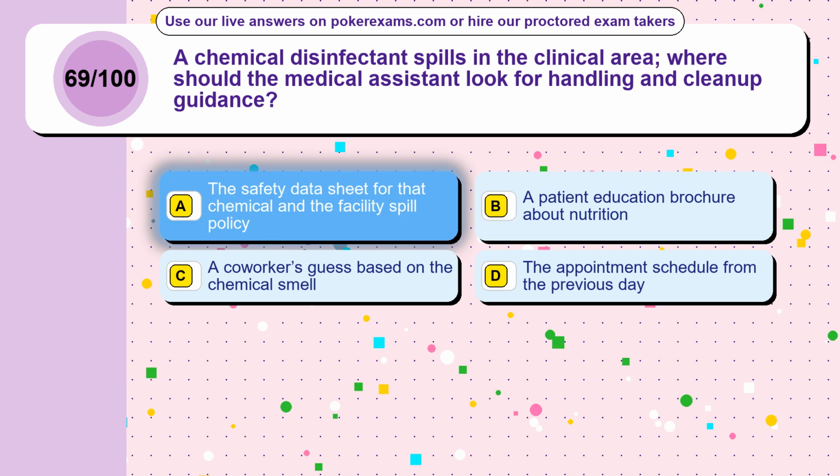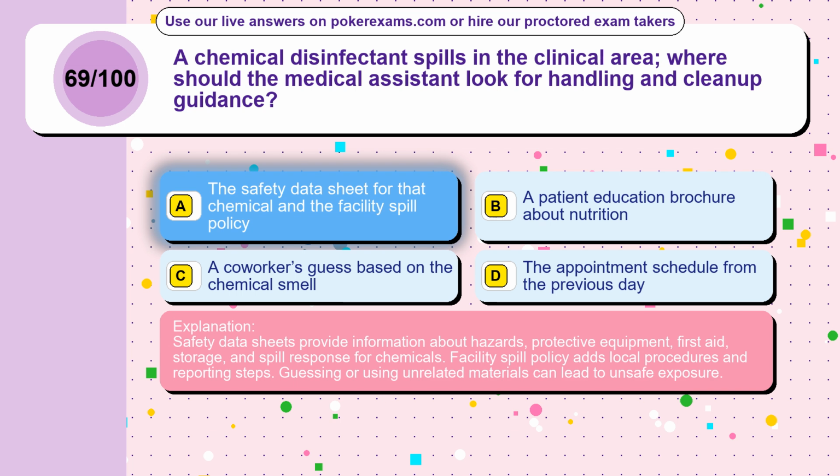The correct answer is option A. The safety data sheet for that chemical and the facility spill policy. Safety data sheets provide information about hazards, protective equipment, first aid, storage, and spill response for chemicals. Facility spill policy adds local procedures and reporting steps. Guessing or using unrelated materials can lead to unsafe exposure.